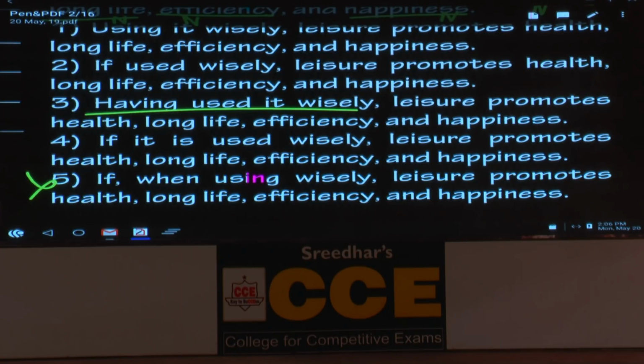A pattern like this, we don't have to mention the pronoun. Based on that, what is the answer? Second option or fourth option? The second option. When you say, if used wisely, leisure promotes, it's understood. When you say that used, what is used wisely? Leisure. Then if you say, if it is used wisely, you are bringing the pronoun to the first position. Generally, we mention the noun first, and after that we use a pronoun. We cannot use it in the first position. Logically, it is not right. So what is the answer here? If used wisely, leisure promotes health, all those things.